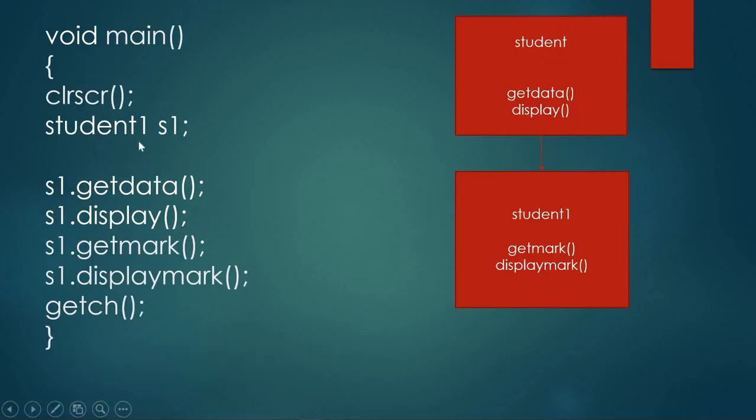Then in void main, here we are creating the object of student 1. Student 1 is the derived class. Here s1 is the object of this class student 1. See here, s1.getData, s1.display, s1.getMark, s1.displayMark.